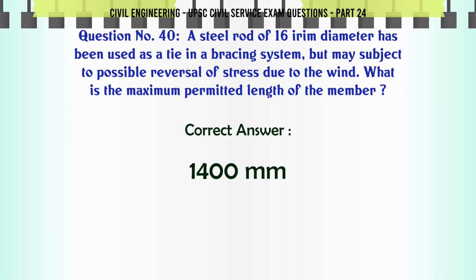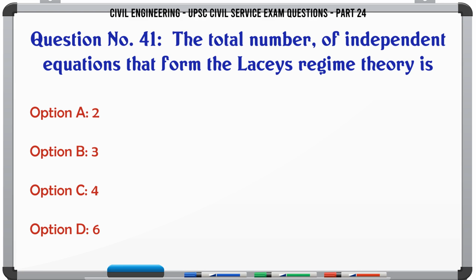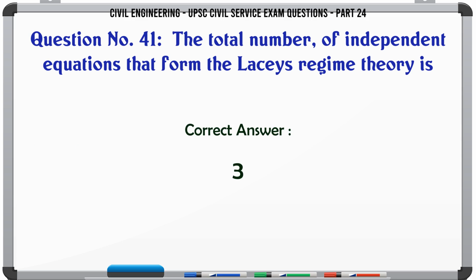1400 mm. The total number of independent equations that form the Lacey's regime theory is A 2, B 3, C 4, D 6. The correct answer is 3.